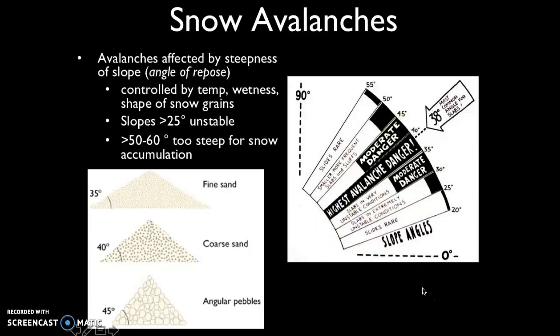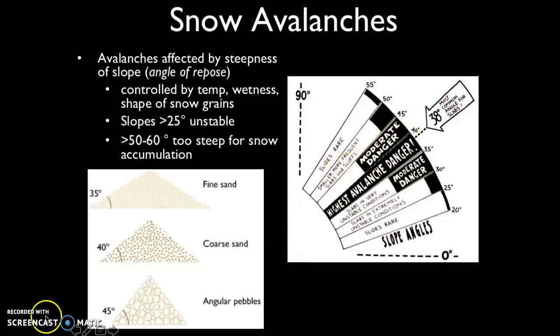So this angle of repose in snow is going to be controlled again by the temperature, by the wetness, and by the shape of those snow grains, but it is pretty safe to say that between 30 and 45 degrees is going to be a sketchy point to be at in terms of that slope and the possibility for slab avalanches to occur.